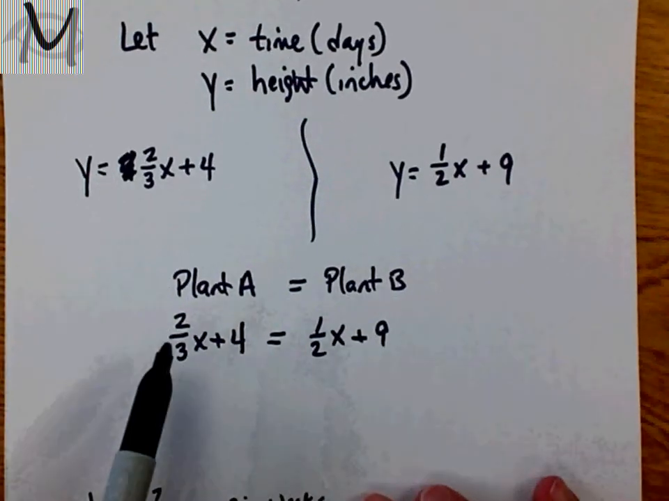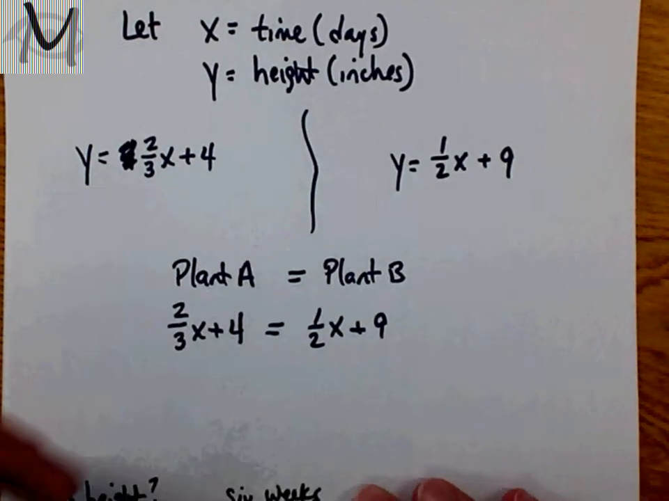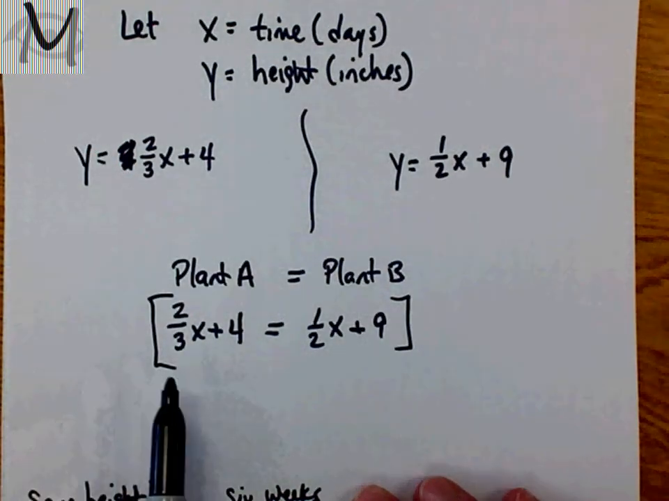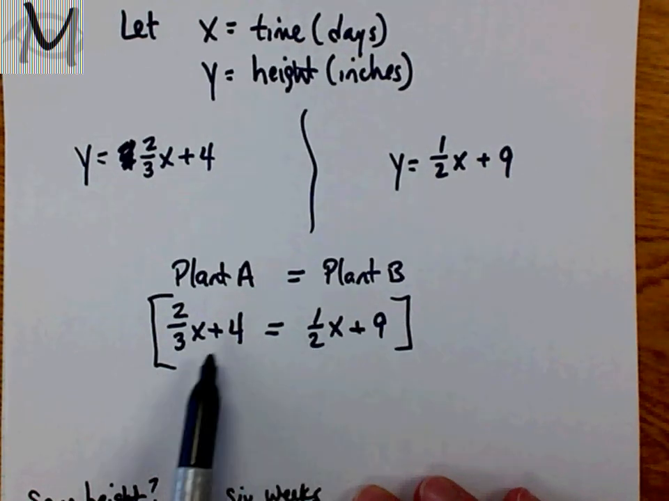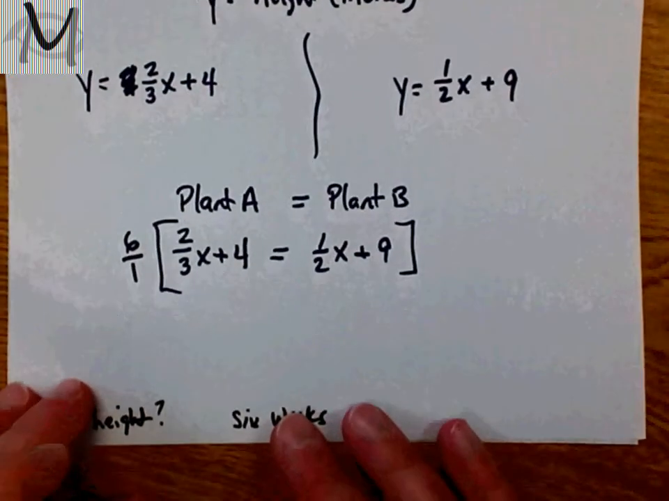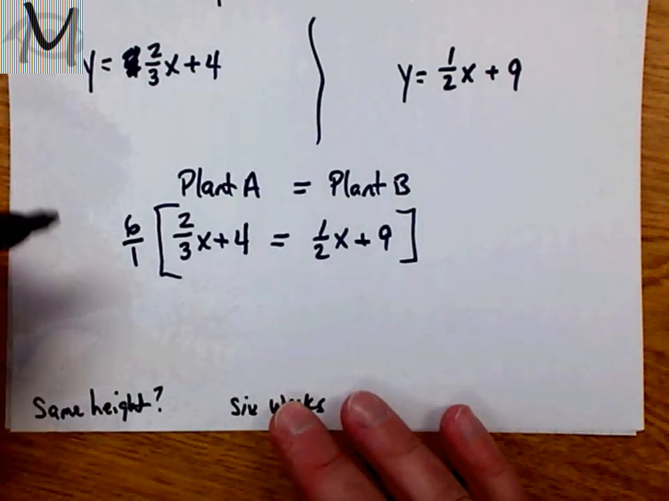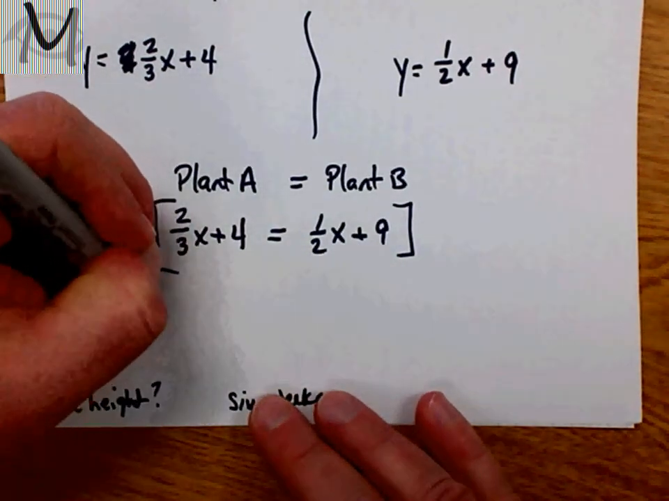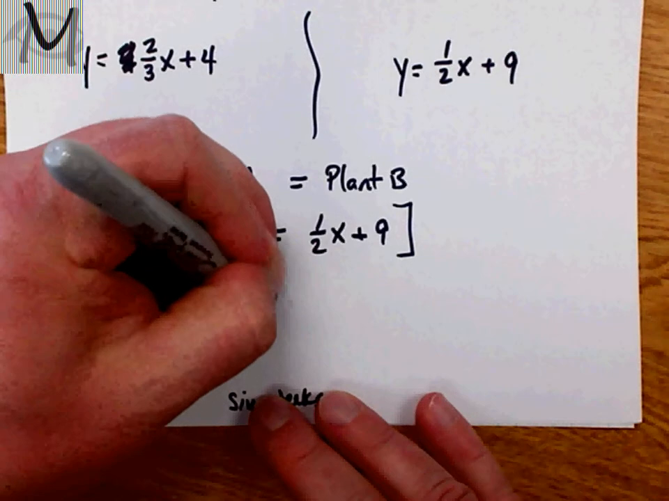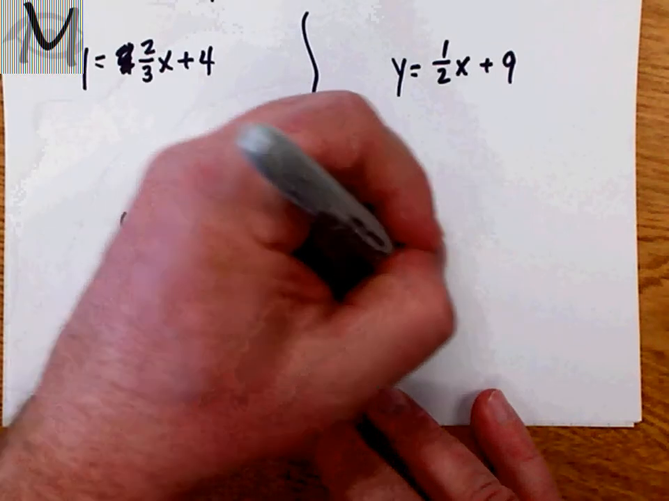So when you look at this, we have fractions that we really don't want to be a part of our equation. So we're going to multiply all the way through. Remember, this is our little trick we learned. We're going to multiply all the way through by the LCM of 3 and 2, which ends up being 6. Remember, I'm following the rule: what I do to one side, I must do to the other. If I follow that rule, I can multiply through by anything. So this is 6/1 times 2/3 x plus 6 times 4 equals 6/1 times 1/2 x plus 6 times 9.